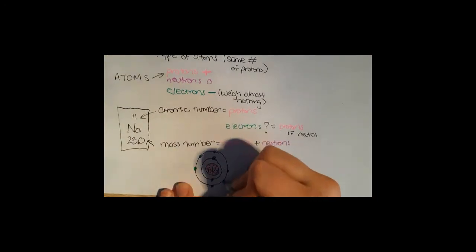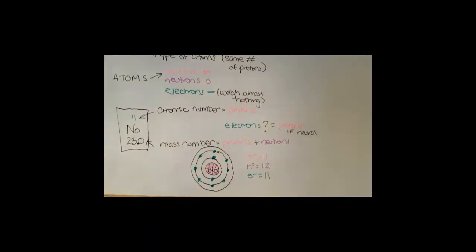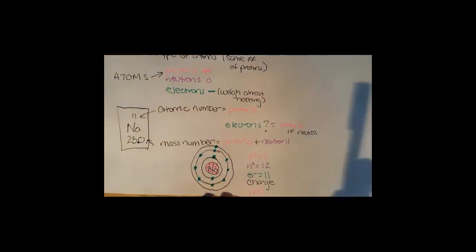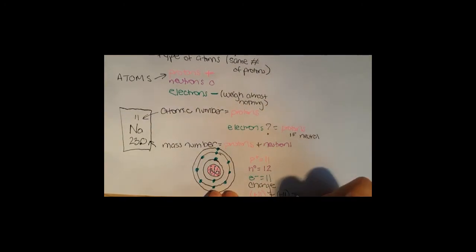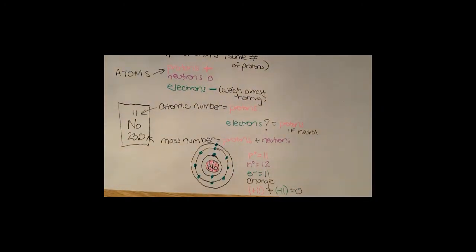There are 11 electrons, so I've placed them on shells all around that. 2 on the first, 8 on the second, and 1 on the third. This means that the overall charge is going to be 11 positive plus 11 negative, which equals 0.